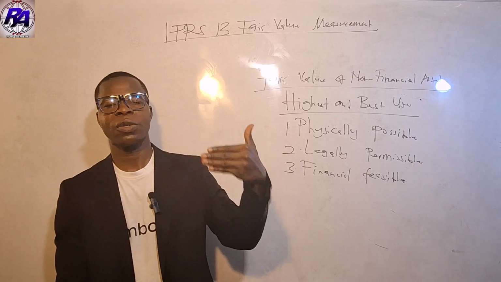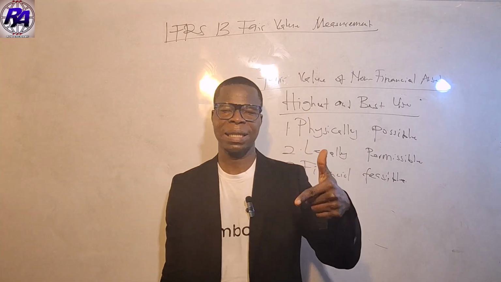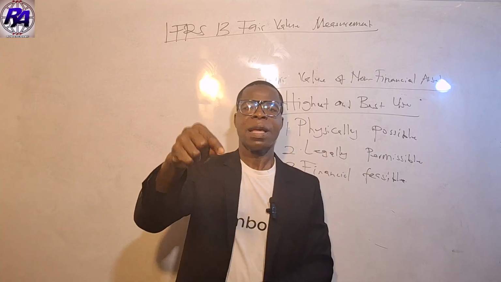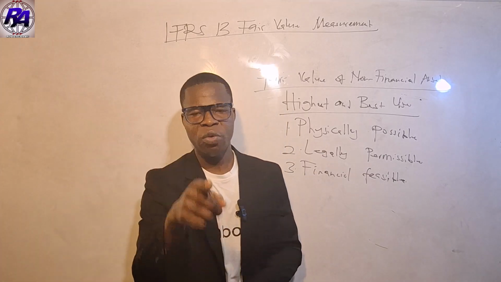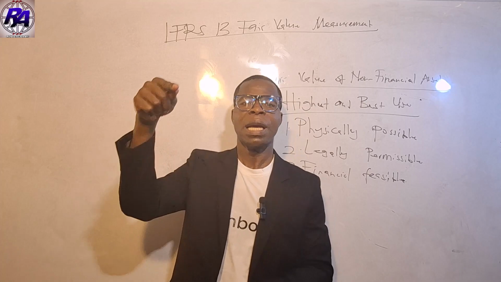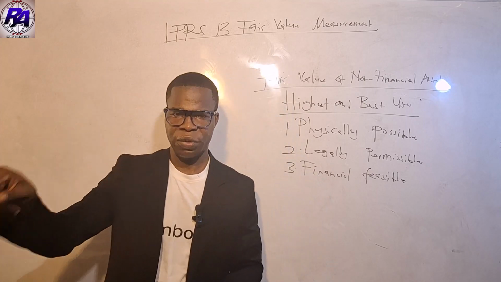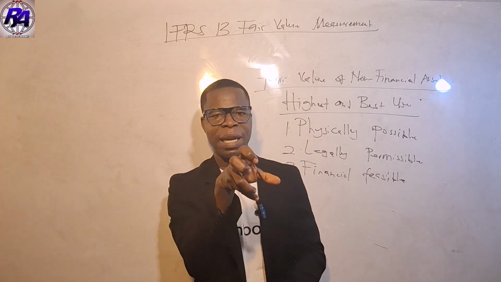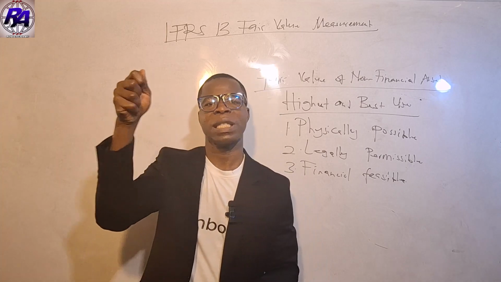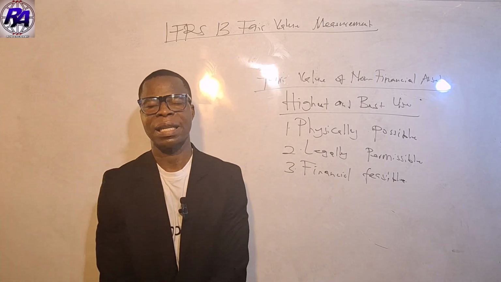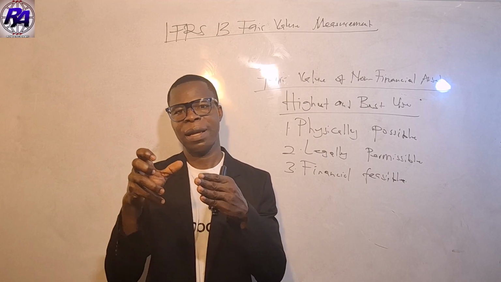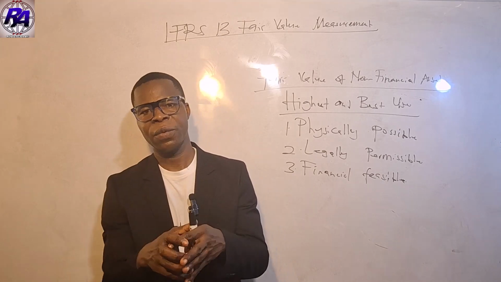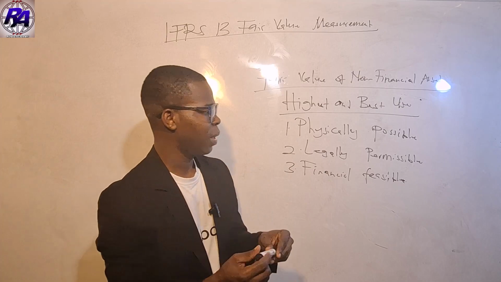When we talk about the highest and best use, it is when an entity maximizes the value of the asset or a liability, or a group of assets or liabilities, in the way it is being used. When the entity is maximizing the value of such an asset, then we are saying that it's the highest and best use. Maximizing the value of that asset. Let's take a practical example and see something.